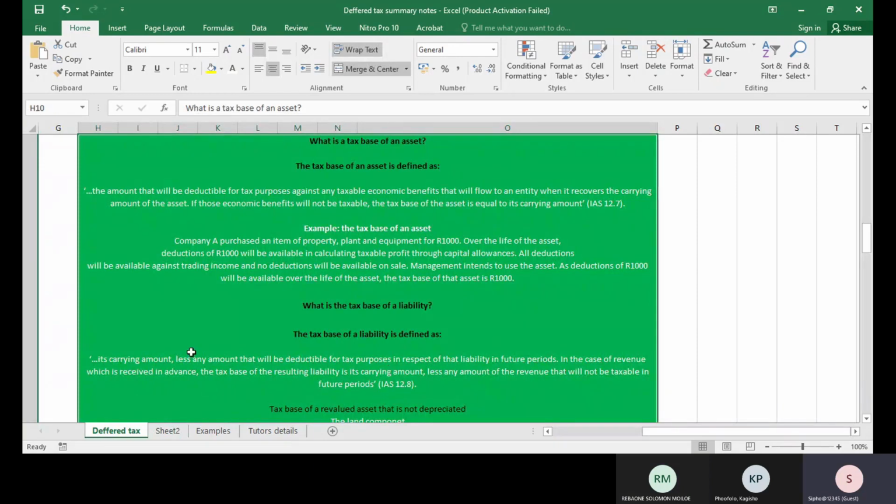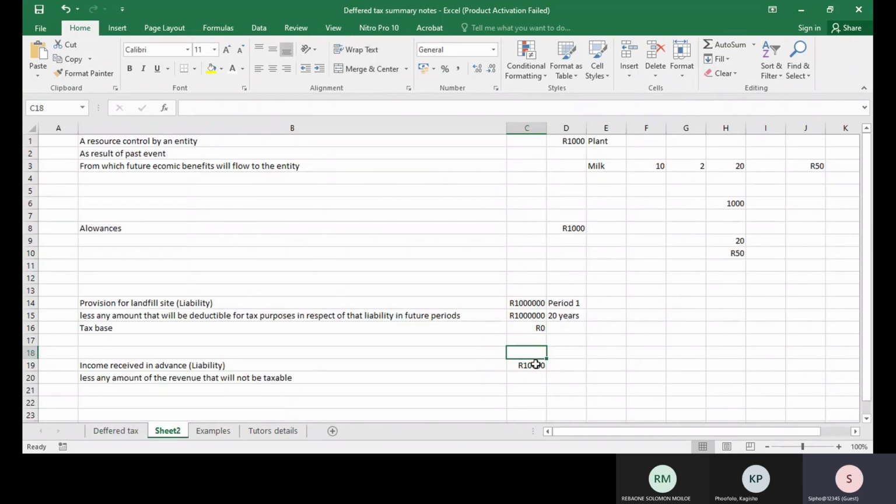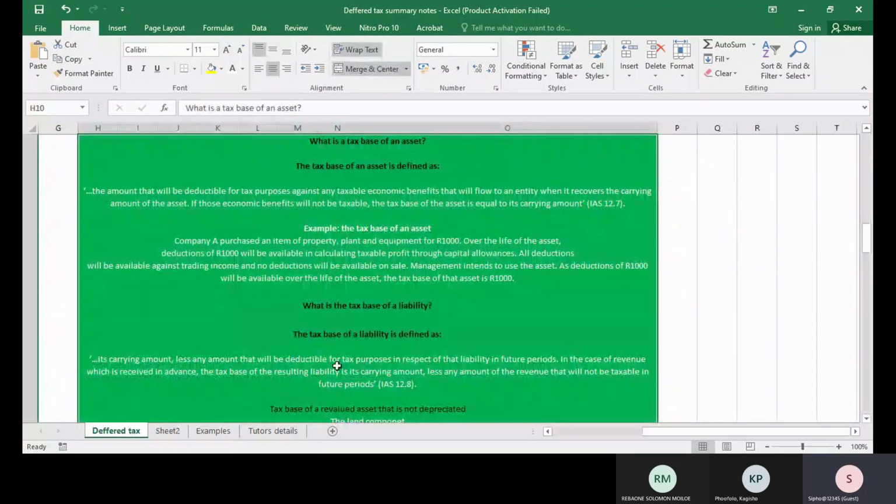It says, in the case of revenue which is received in advance, the tax base of the resulting liability is its carrying amount, which is 10,000, less any amount of the revenue that will not be taxable in future periods. Now let's go back here. If this amount of 10,000 is taxed now, let's go to the definition. The tax base of the resulting liability is its carrying amount less any amount of the revenue that will not be taxable in the future period.